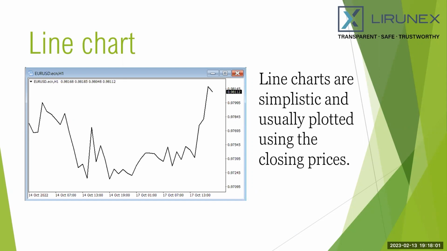This is our simplest chart type, and it's usually plotted using the closing prices of each bar, or I would say each candle, formed in MetaTrader 4. What is the closing price of each bar?